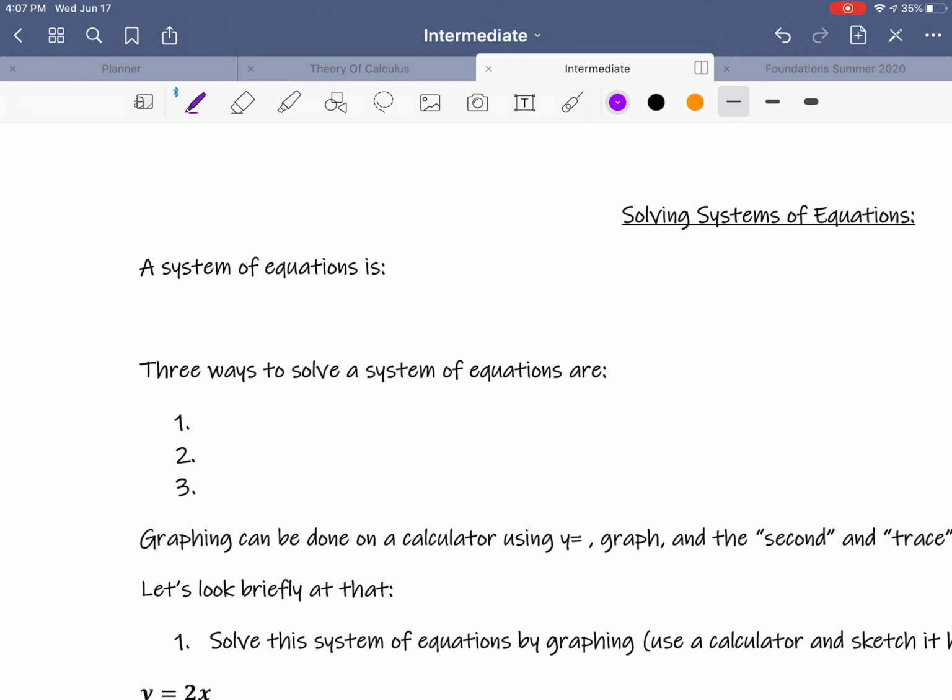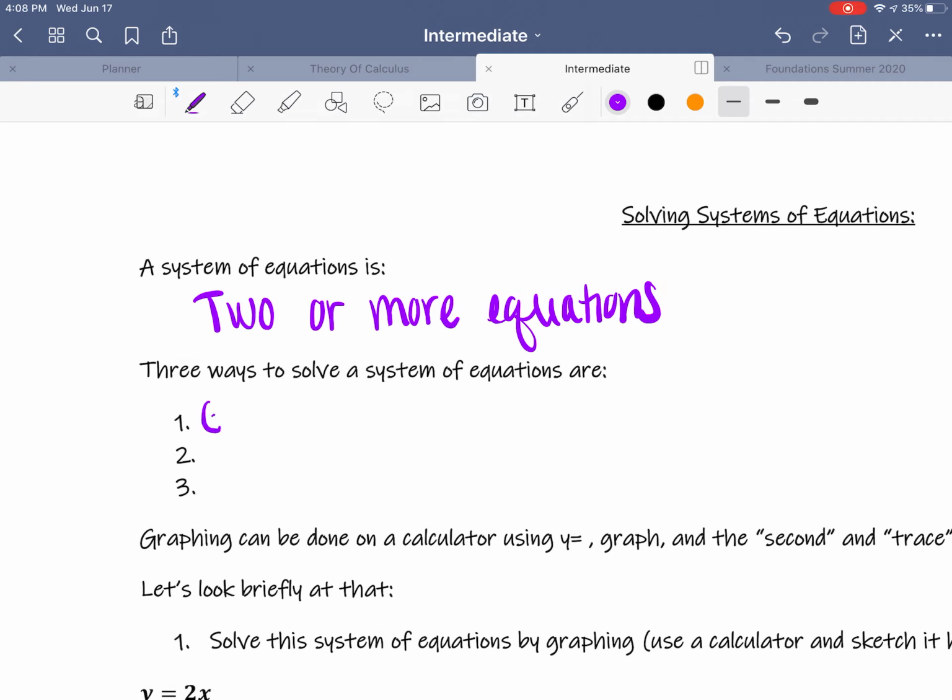So a system of equations is two or more equations. Anytime you have two or more equations and you're solving them, that is called a system of equations. There are several ways to solve a system of equations, but the three ways I'm going to show you are by graphing, substitution, and elimination.